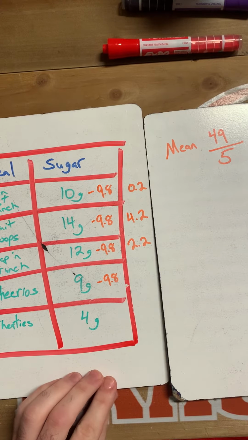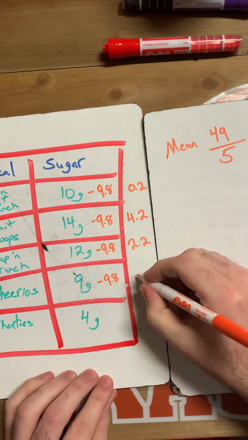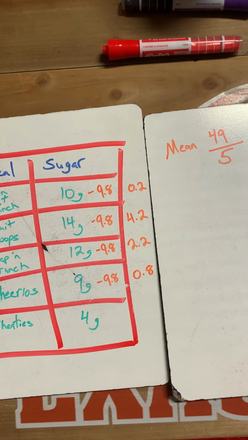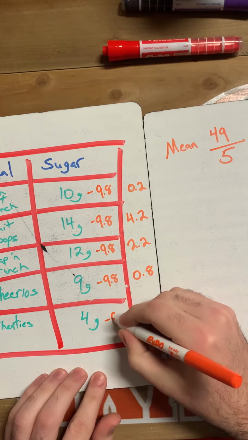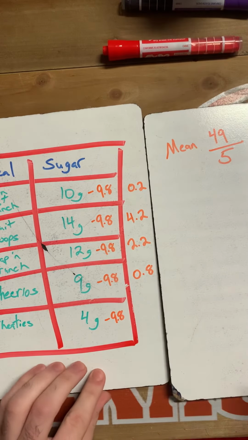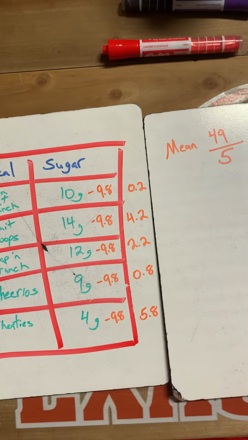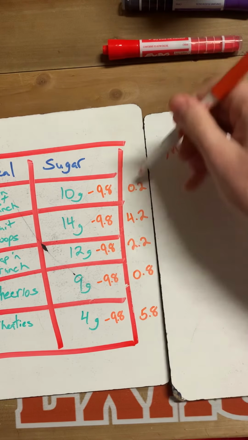9 minus 9.8 is technically negative, but we don't care. Remember, we want only the absolute value, only the positive. So how far away is it? 0.8. And then 4 minus 9.8 is going to be 5.8, the absolute value, so it's positive. So this is the deviation, or the distance.